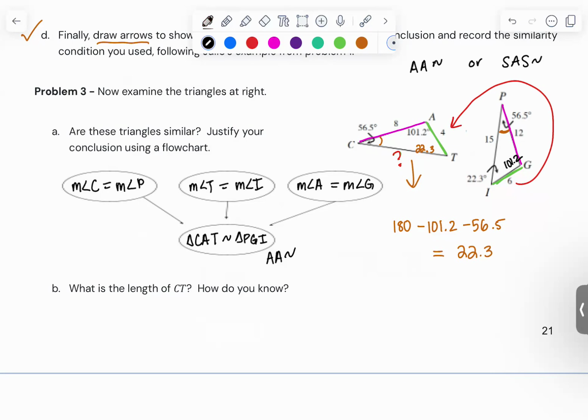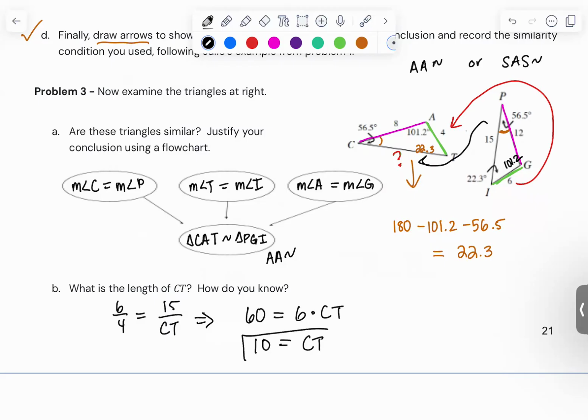So we're going to write 6 over 4 equals 15 over CT. So if I were to solve, I have 15 times 4, that's 60, and then this is 6 times CT. So then CT would have to equal 10 when you solve.